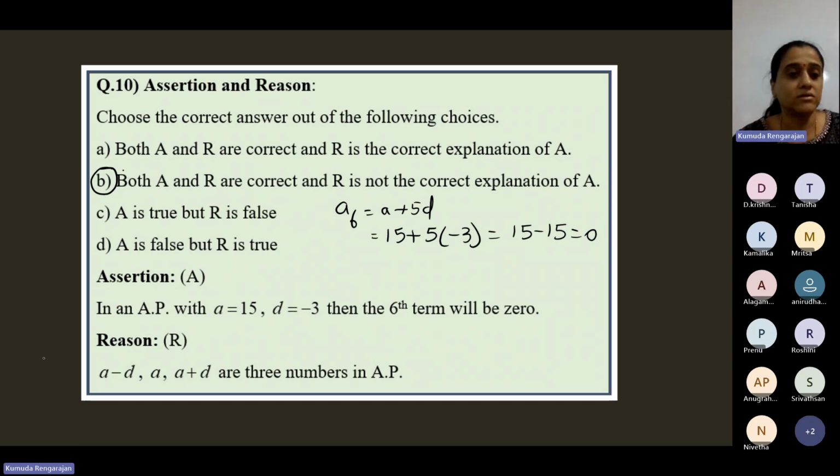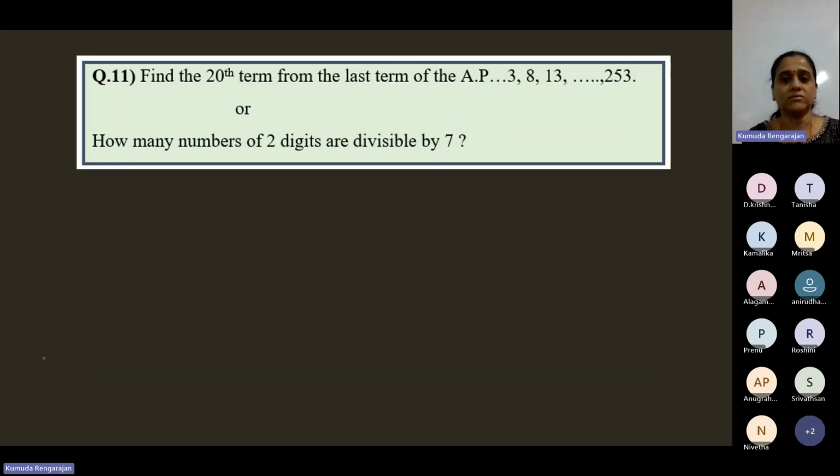Okay, so for this, this is the correct option. I'll share the images on WhatsApp later. We'll just continue.